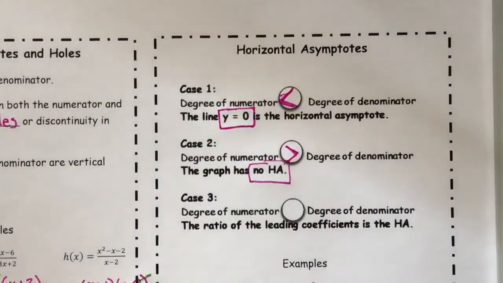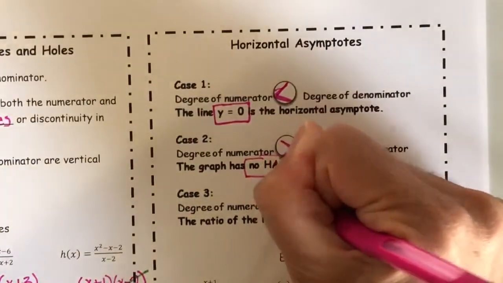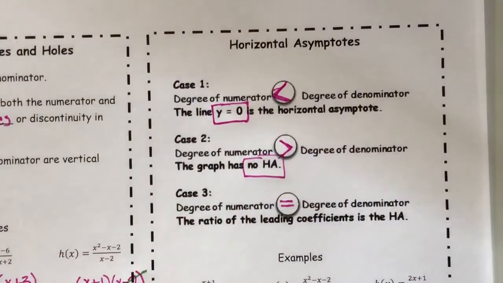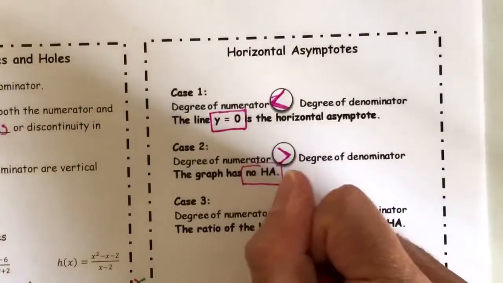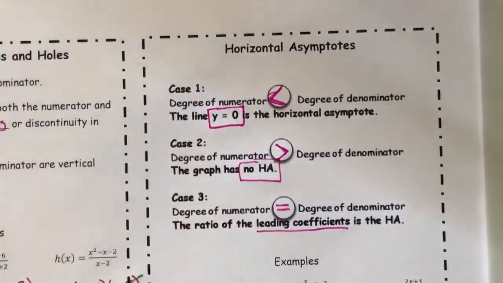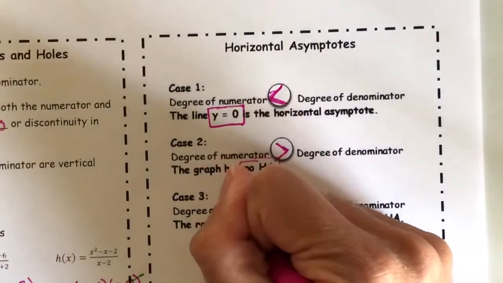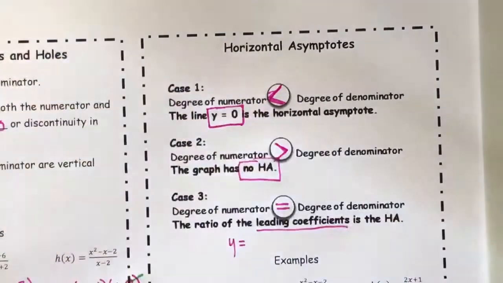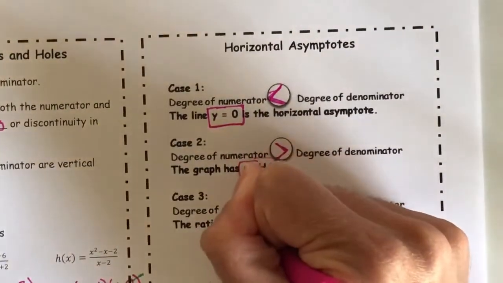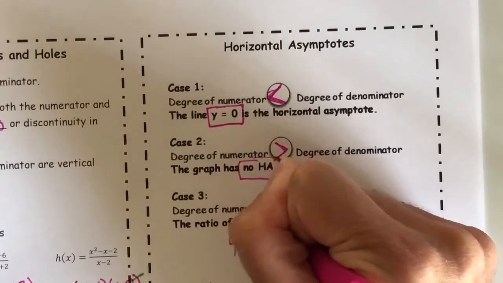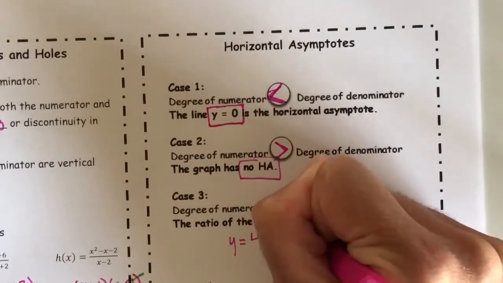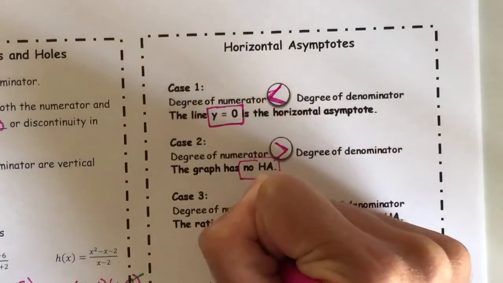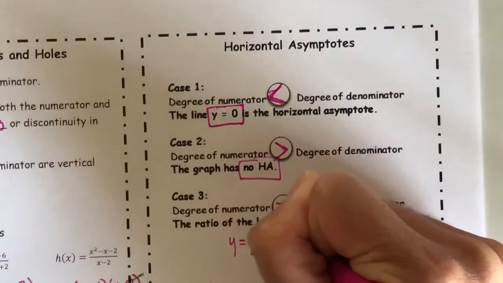If the degree of the numerator is equal to the degree of the denominator, then the ratio of the leading coefficients is the horizontal asymptote. So you would have it like this: LC of the top over LC of the bottom.